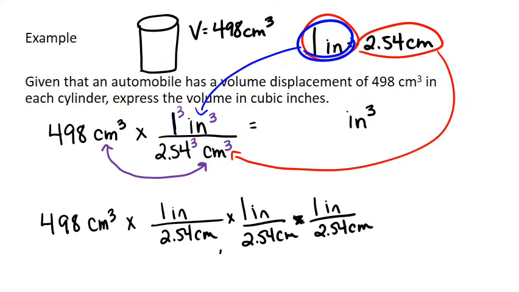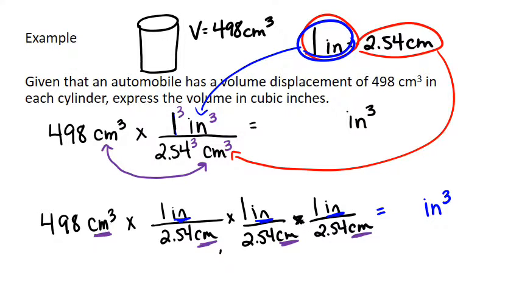And now I have centimeters, centimeters, centimeters. Those are centimeters cubed. And I have inches, inches, and inches. That's going to give me inches cubed, which is what my answer should be. And so now what I'm going to do is divide 498 by 2.54 cubed, which means I have to be able to use my calculator. And you can't see me, but I can't use it. I've already had to clear it out.